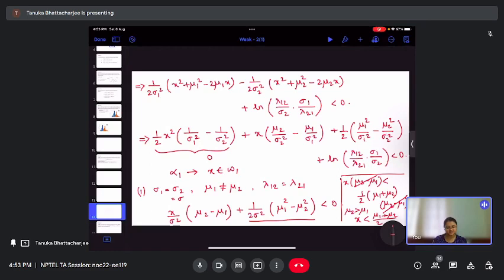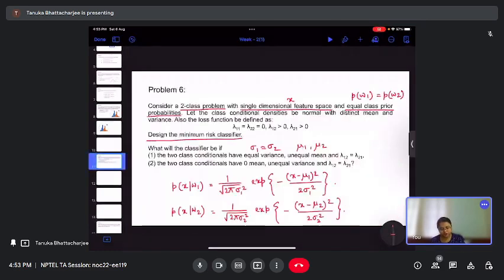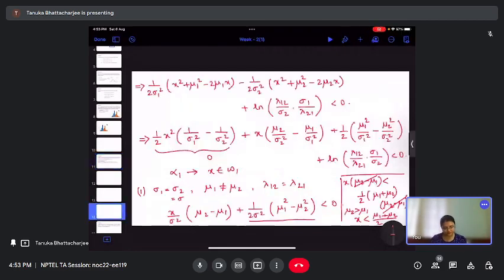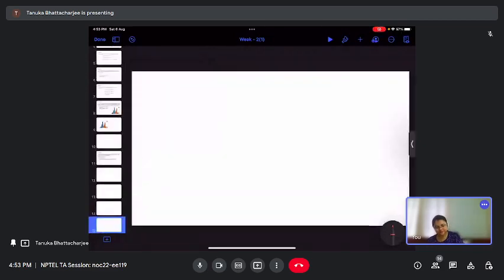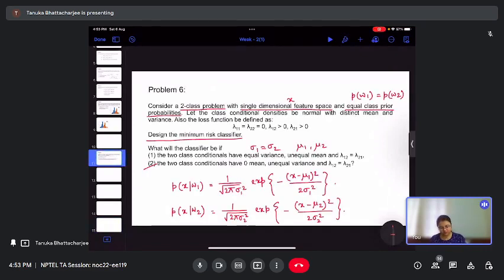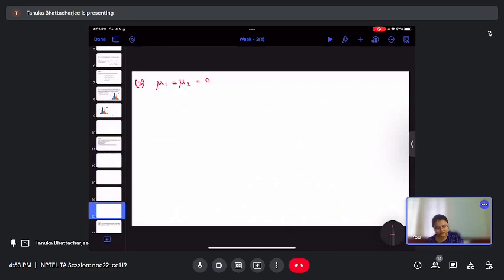Now the other part, problem part 2, says the two class conditionals have 0 mean, unequal variance, and lambda 1 2 equal to lambda 2 1. So here the condition that we have is mu 1 equal to mu 2 equal to 0. So 0 mean, then unequal variance. So we have sigma 1 not equal to sigma 2, and lambda 1 2 equal to lambda 2 1. Then what will the classifier be?